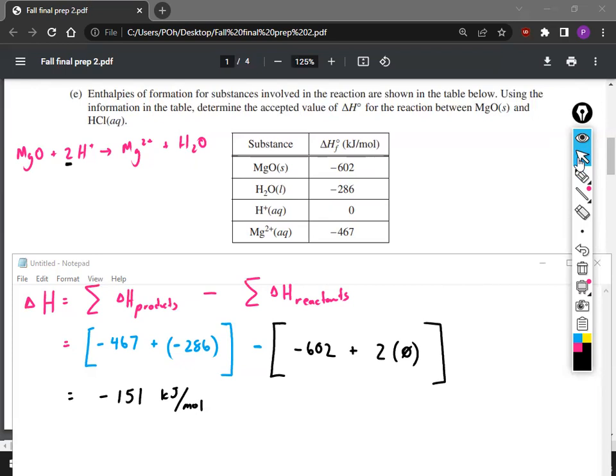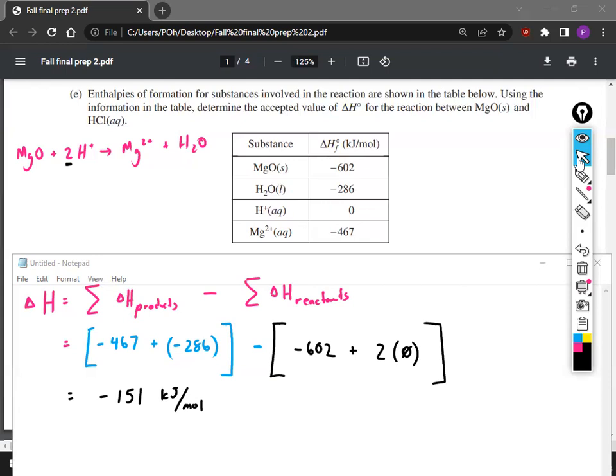Alrighty, guys. Final answer, negative 151 kilojoules per mole. Yes. Cool. Good job, guys. Alrighty, guys. So, before we move on to the last part, we're going to take a look at this value and we're going to compare it with our experimental value.